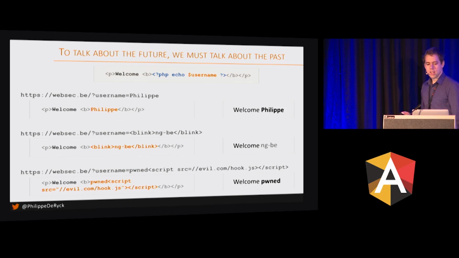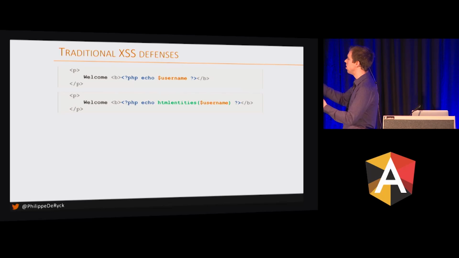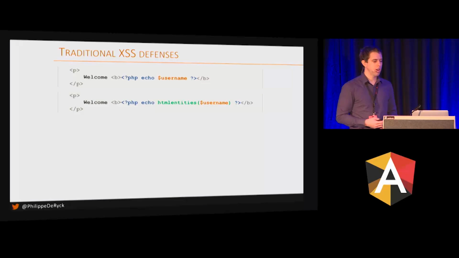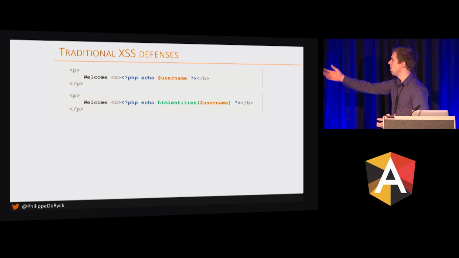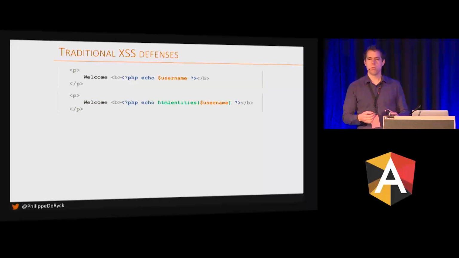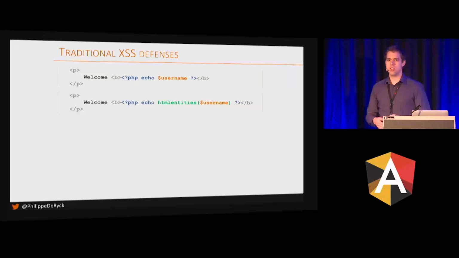So how do you defend against that? Well, traditionally in these server-side applications, you would need to escape or encode the output that you're putting into the page. So as a developer, you know username is untrusted. It might come from anywhere, so maybe it's not the best thing to put it directly into the page.